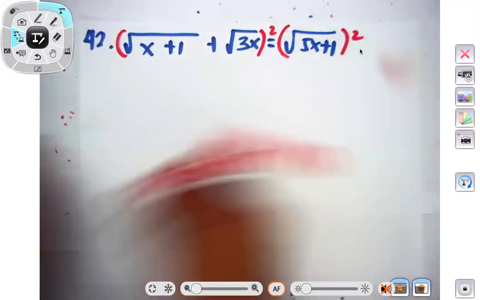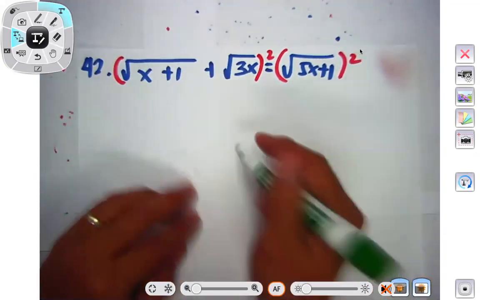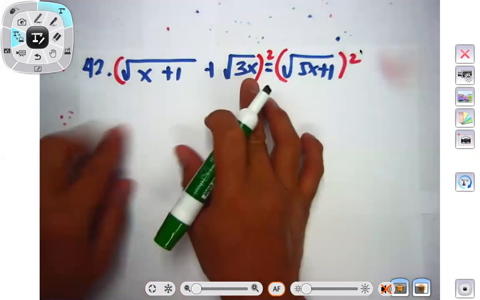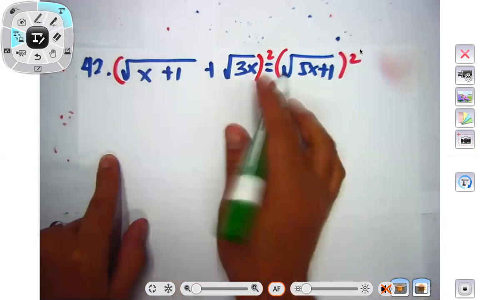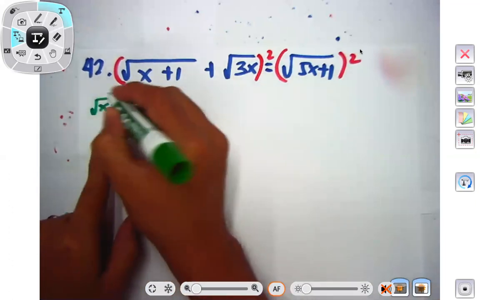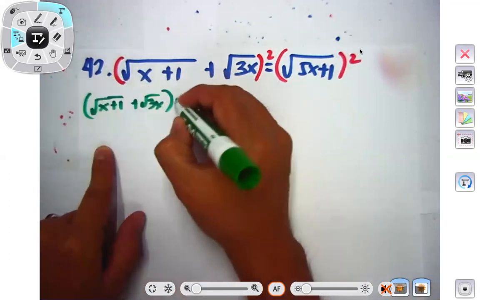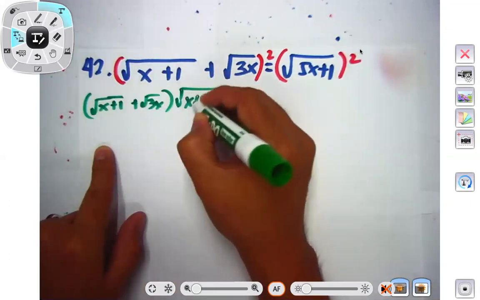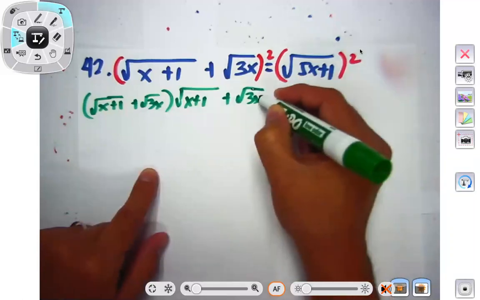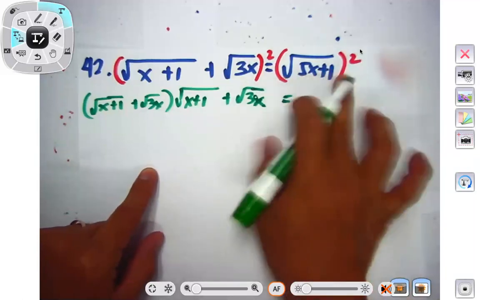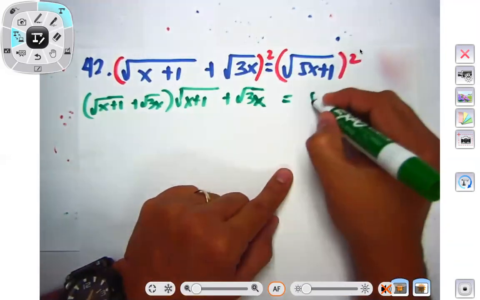It's gonna be a long solution here. What we can do is to expand this. Let's expand it. We have square root of x plus 1 plus square root of 3x multiplied by itself. How about this? The square of this one is simply 5x plus 1.